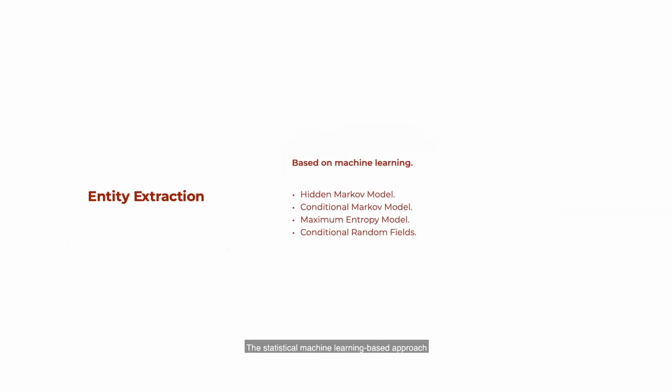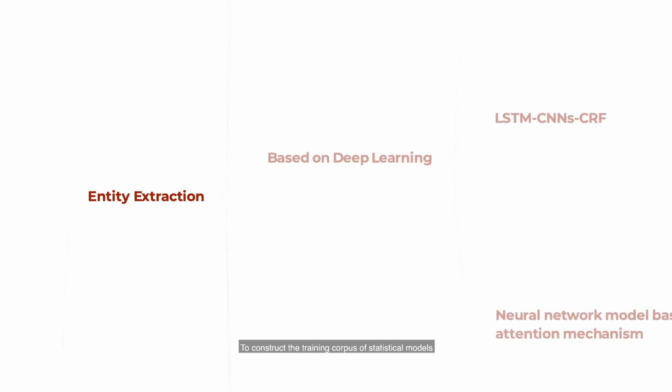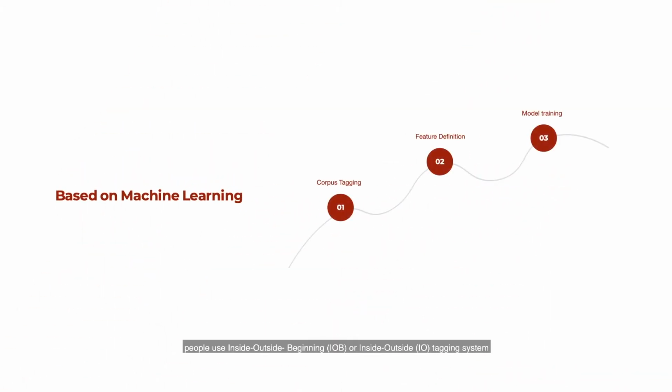The statistical machine learning-based approach uses fully tagged or partially tagged corpora for model training. It treats the NER as a sequence labeling problem. Identifying entities from natural text is a typical sequence tagging problem. The method mainly involves three aspects: corpora tagging, feature definition, and model training. To construct the training corpora of statistical models, people use the inside-outside-beginning or inside-outside tagging system to manually label the text. Before training the model, the statistical model needs to calculate a set of features of each word as the input of the model. These features include word-level features, dictionary features, and document-level features.